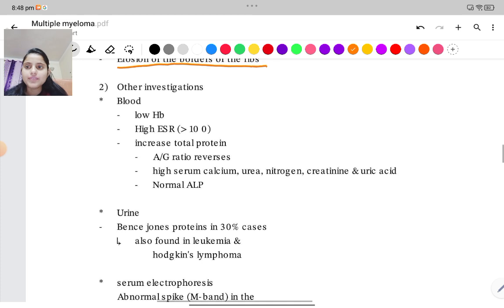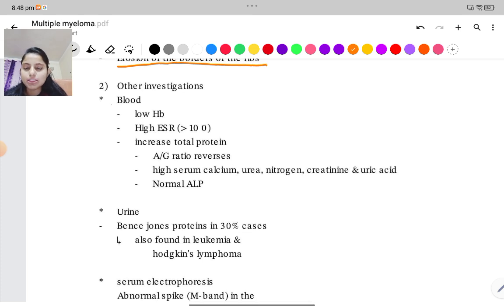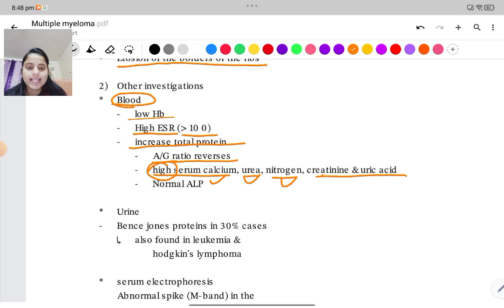After radiology, we can perform the other investigations like in the blood, as there is pancytopenia, so low hemoglobin can be observed, high ESR which is more than 100, increase in total protein, albumin globulin ratio is reversed, high serum calcium, urea, nitrogen, creatinine and the uric acid, everything is high, serum calcium, urea, nitrogen, creatinine, uric acid, ALP is normal alkaline phosphatase.